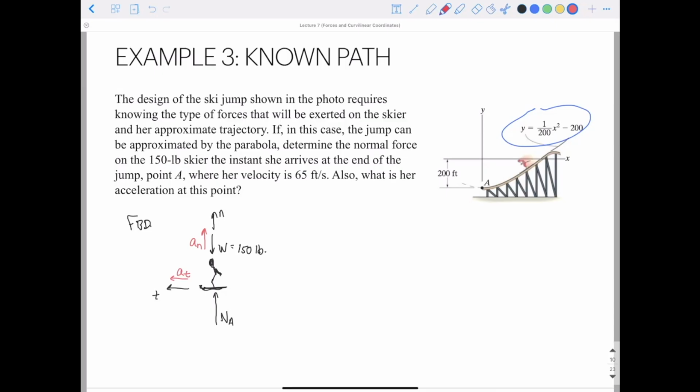So we have our free body and kinetic diagram sort of merged into one this time. We have all the forces. We just have the normal force from the track, or the jump, acting on the skier, and we have the weight due to gravity. What should we do next? Should we find the normal and tangential directions?